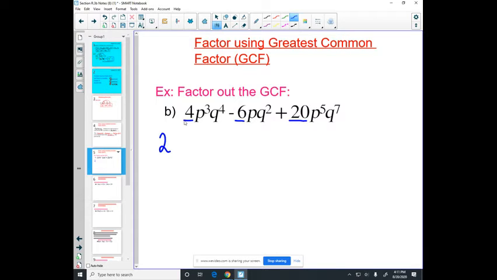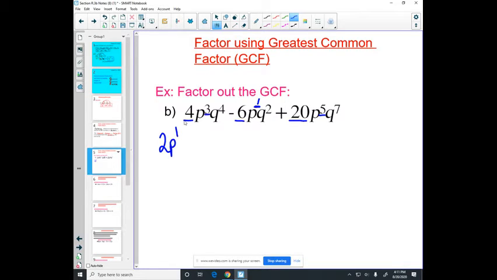When it comes to the variables, we want to pull out what they all have in common. It looks like they all have a p in common. This has 3 p's, 1 p, and 5 p's. So I can pull out 1 p out of everything. I can't pull out 2 because this one does not have 2 p's, just 1. So I'm going to pull out 1 p out of everything.